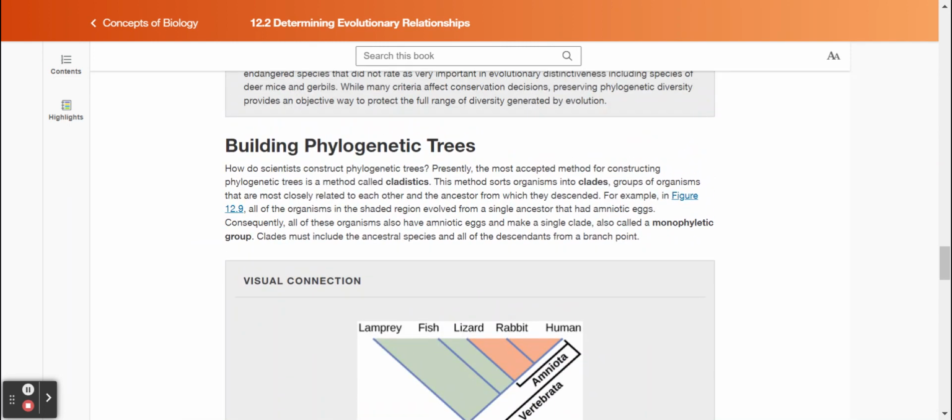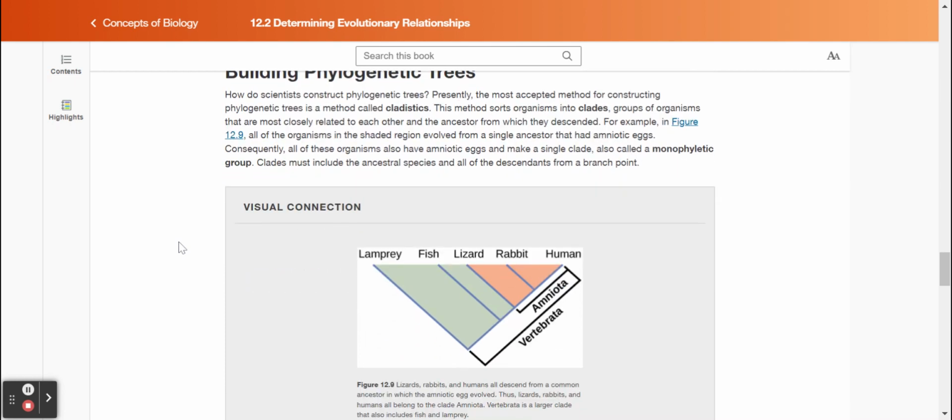Building phylogenetic trees. How do scientists construct phylogenetic trees? Presently, the most accepted method for constructing phylogenetic trees is a method called cladistics. This method sorts organisms into clades, groups of organisms that are more closely related to each other and the ancestor from which they are descended.